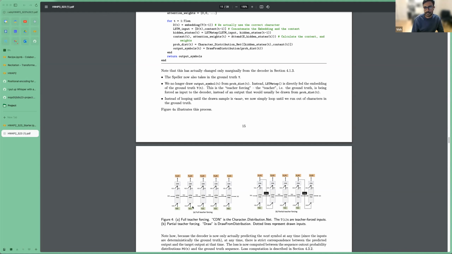For the speller part, I wouldn't call it exactly maximum likelihood estimation, because it's not just the language model we're working with. If it was just the speller, then yes, we would be doing maximum likelihood estimation in some sense. But we're using the encoder outputs and the attention context. So it's a little bit more sophisticated than just maximum likelihood.